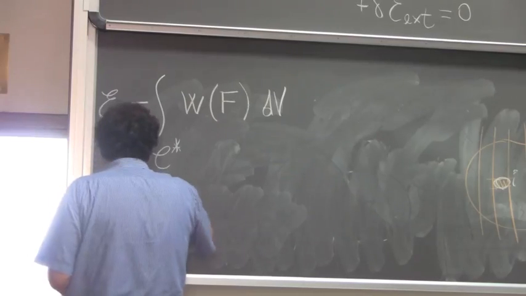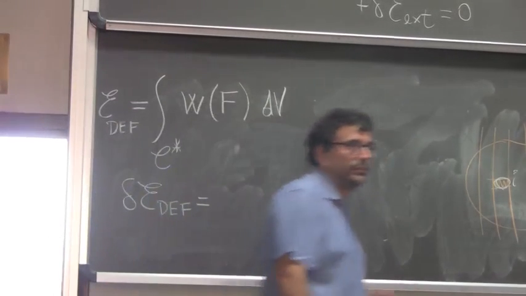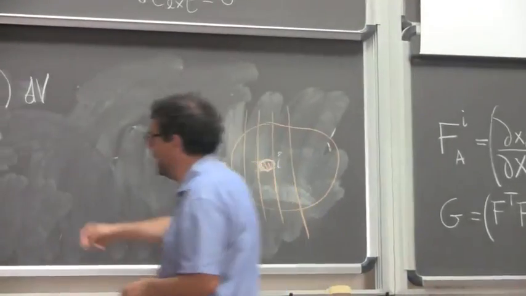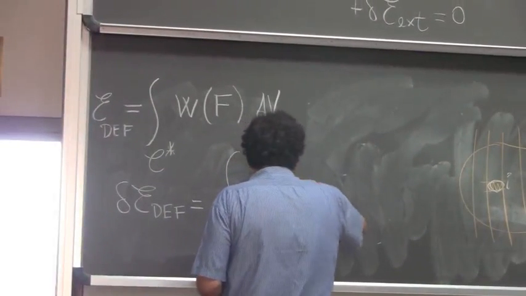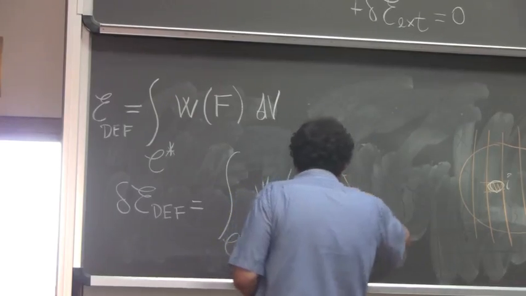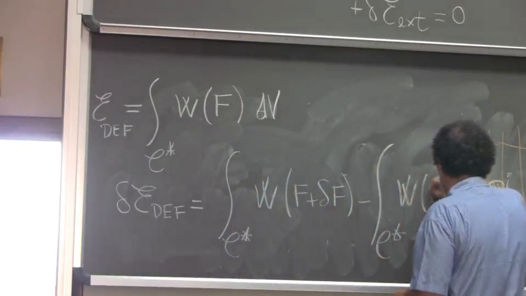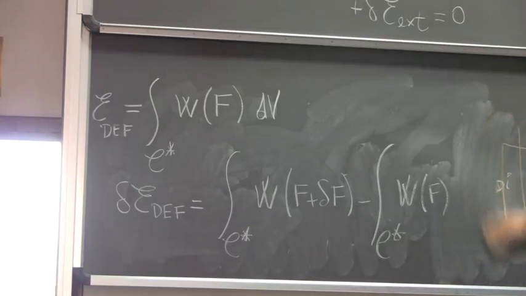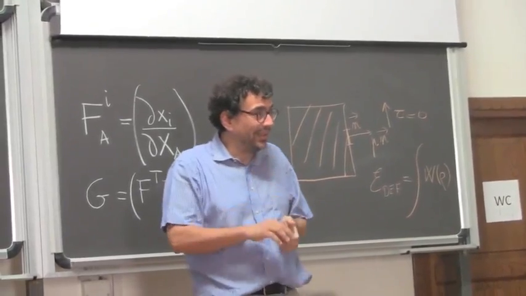Now I need to find the first variation of deformation. So I can write the integral over C star of W(F plus delta F) minus the integral over C star of W(F). In this way, it is obvious. Now we need to start using some technical things.